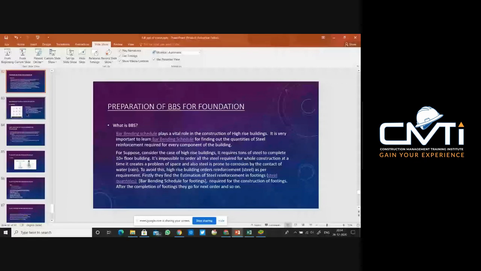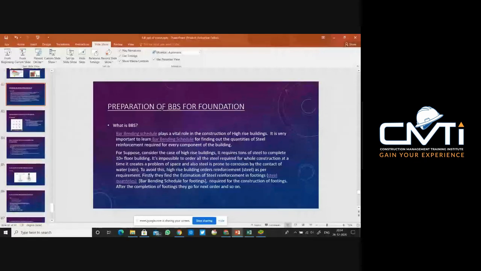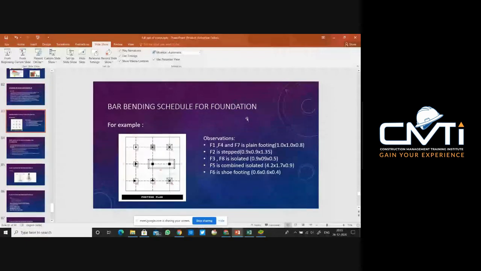Then I have explained the BBS for foundation, that is, the bar bending schedule for the foundation. So I have taken an example. This is a footing layout here. There are various types of footing. So I have marked here, and these are the steps by which we calculate the BBS.